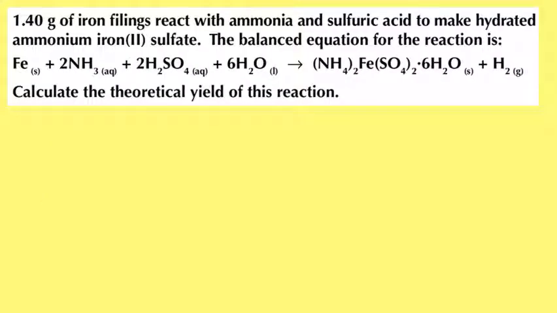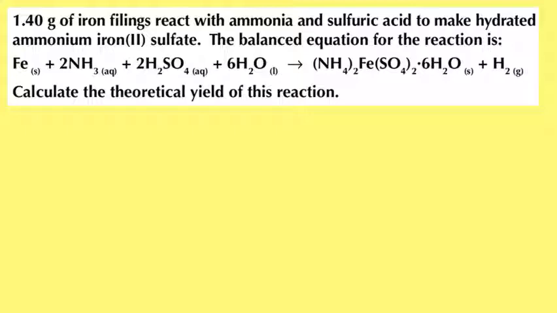And here we have it. So let's read the question carefully first. We're given the grams of iron filings, which is one of the reactants. So 1.40 grams of iron filings react with ammonia and sulfuric acid to make hydrated ammonium iron sulfate. That's our product that we're interested in. And the balanced equation is given to us.